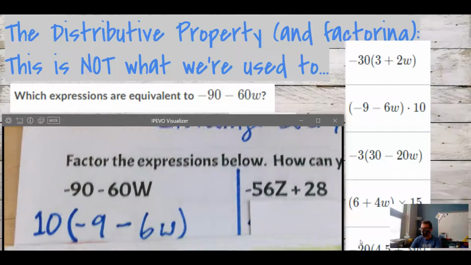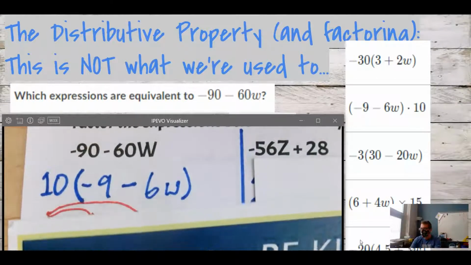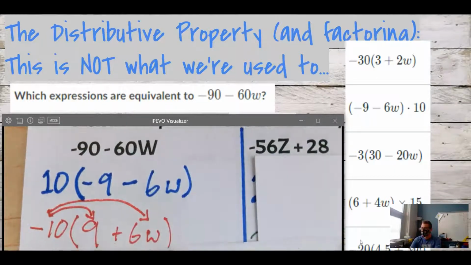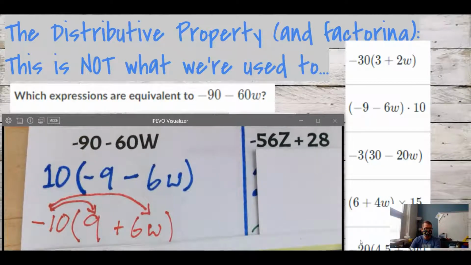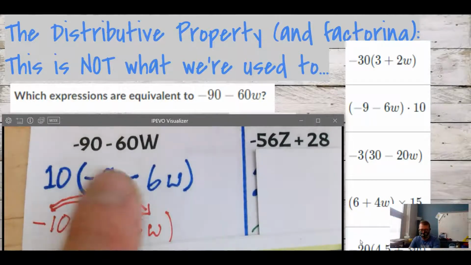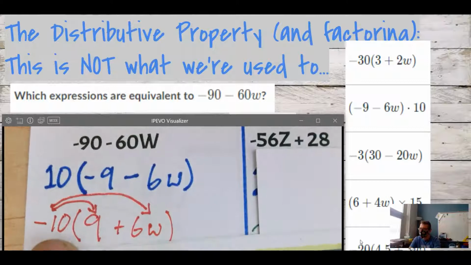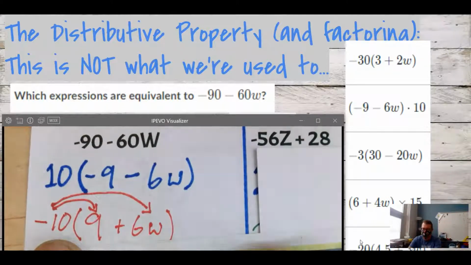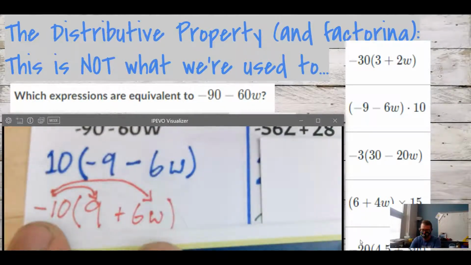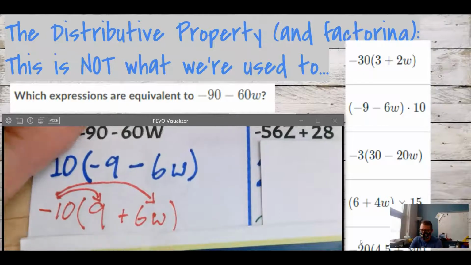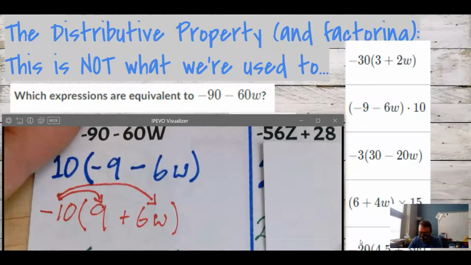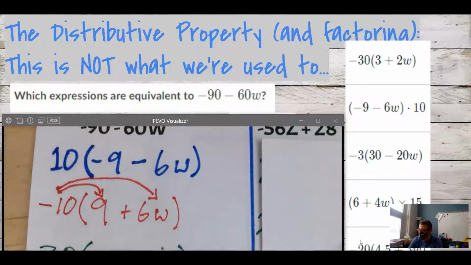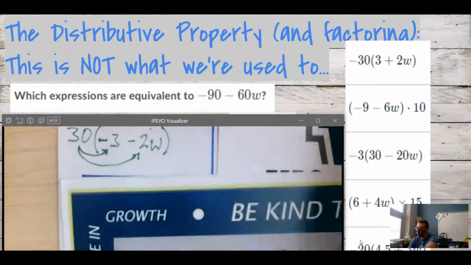But I'll give you another example for the negative 90 minus 60W. If we factored out negative 10, because both numbers are negative, what if we divided by negative 10? Negative 90 divided by negative 10 leaves us with positive 9. Same thing happens with the negative 60W. And one more option, please go ahead and look up here. I'm just going to give you these for the first one, then give you time for the other ones.